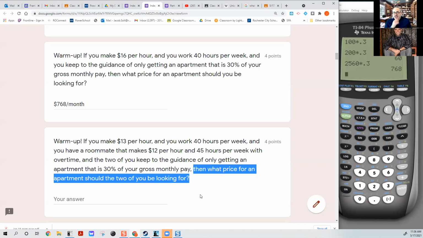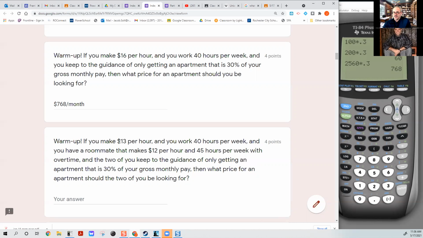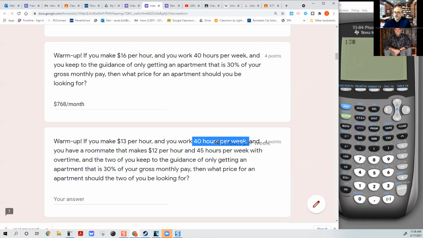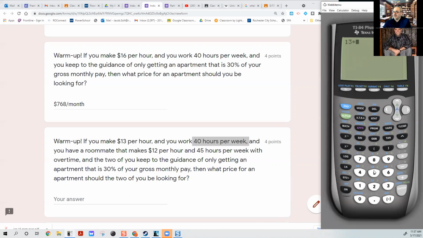Let me just do the initial calculations for you to get started. All right, $13 an hour. You're making $13 an hour. If you're working 40 hours a week, let's start our calculation. $13 per hour for 40 hours would be 13 times 40. This is how much you'd make in a week if you get paid $13 an hour. $520.